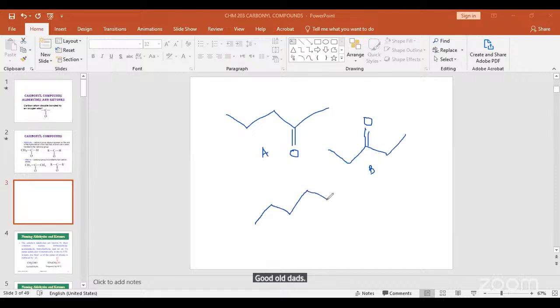Similarly, still on that, I have this. This one will be what? 3-methylpentan-2-one.